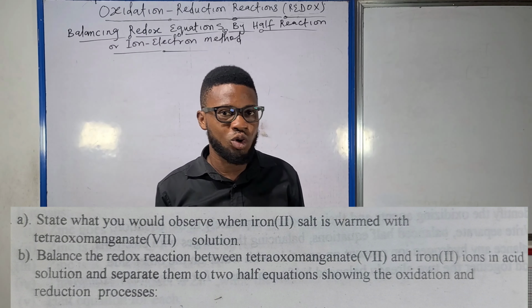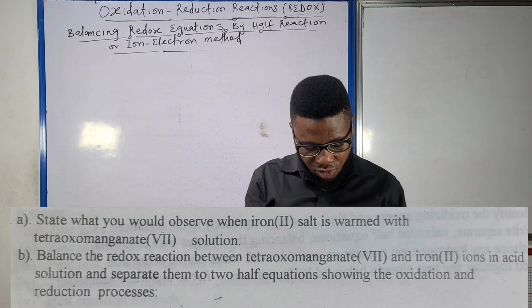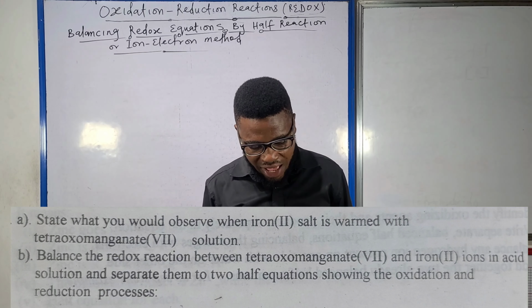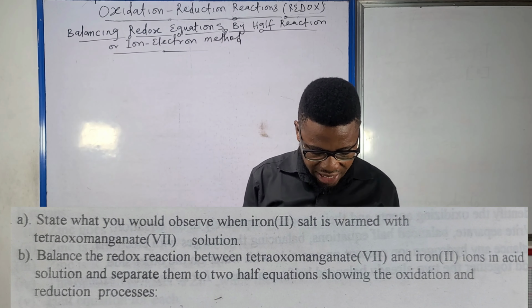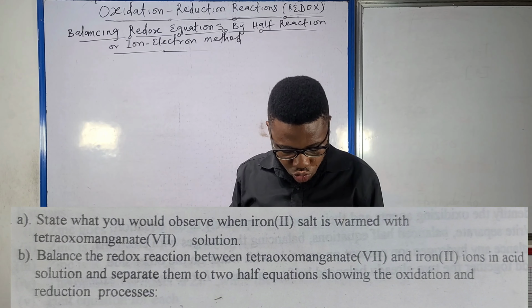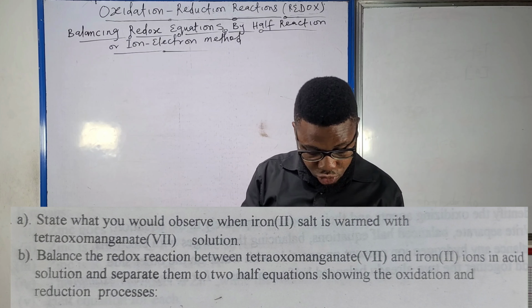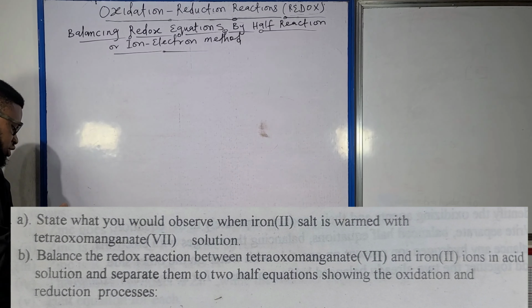You have to be the one to look for the equation here. In this case, the question has two parts, A and B. It says, state what you would observe when iron 2 salt is warmed with tetraoxomanganate 7 solution. When we say iron 2 salt here, iron 2 salt means Fe 2+.